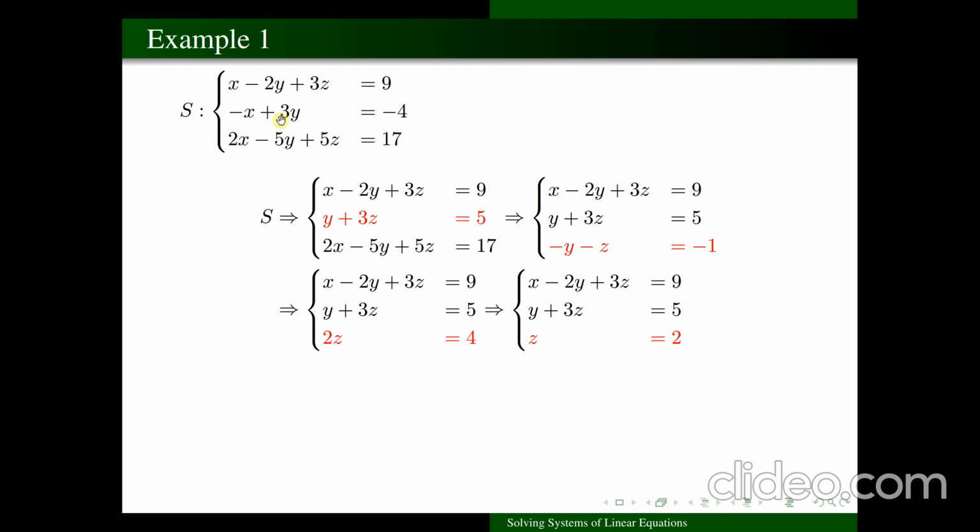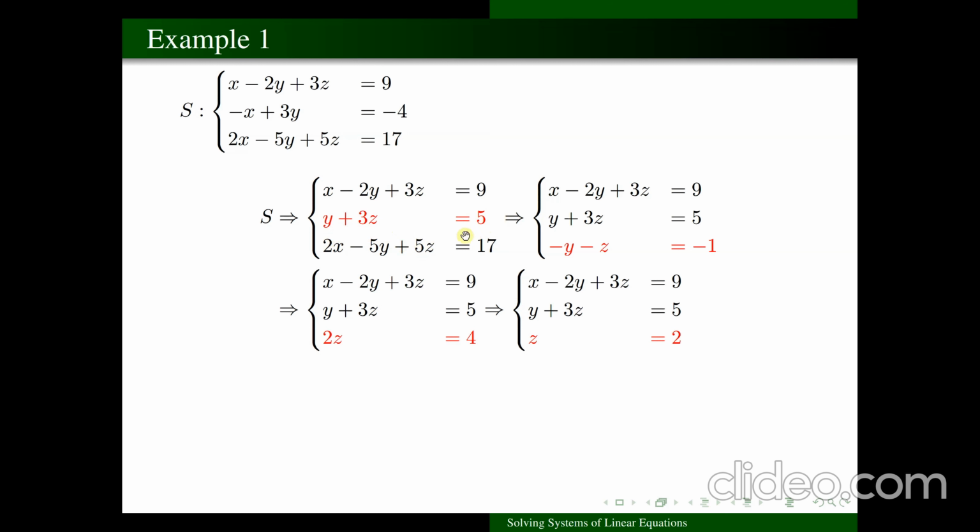Now we use the first equation to eliminate the x's from the other equations. So for instance, to eliminate x in the second equation, we add the first equation to the second equation. That will result in a new second equation given by y plus 3z equals 5. So observe that x is gone in this equation.